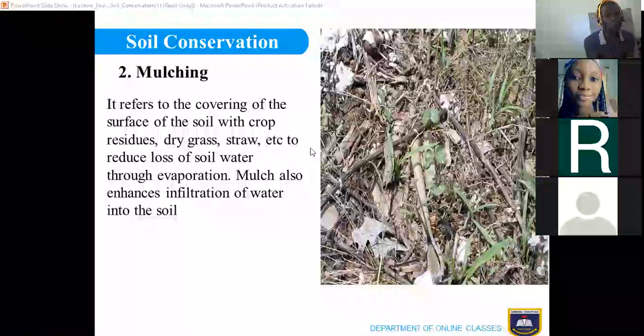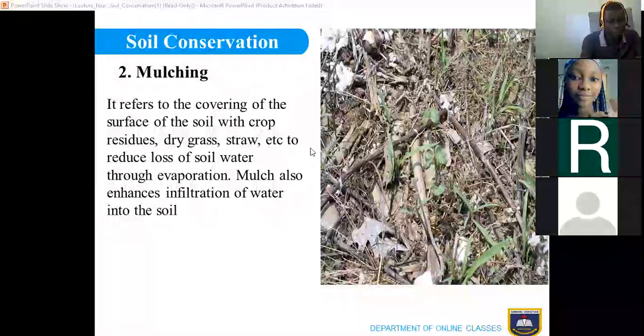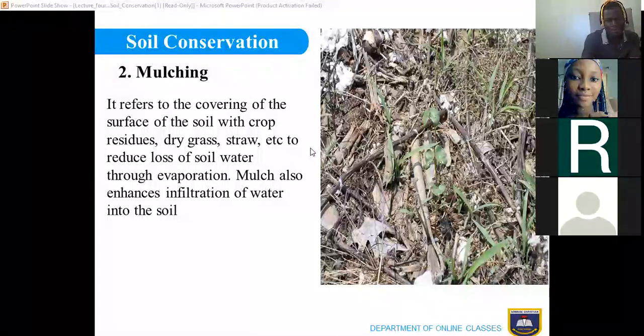So essentially, the mulch becomes a source of nutrients for the soil. Now it also makes the soil cool. And of course, once it is cool, it will enhance microbial activity. You know that it is mostly the microbes that convert the dead decaying organic matter into nutrients. So the mulch provides an optimum condition for the microorganisms to act. That is how come it is important to use mulching as a means of soil conservation.